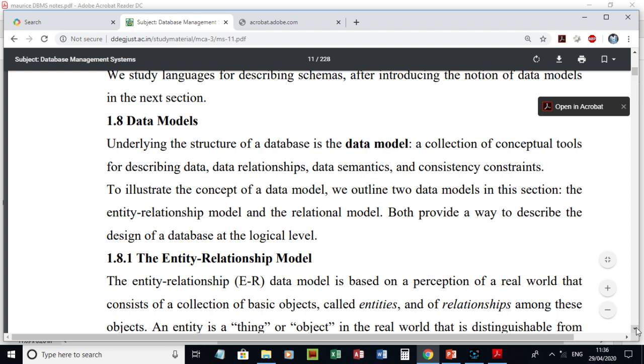So, entity relationship model, entity relationship diagram. The data model is based on a perception of the real world that consists of a collection of basic objects called entities. Basic objects called what? Entities. Now, we have an object in programming. It should be something real. You can't program something which is not real.